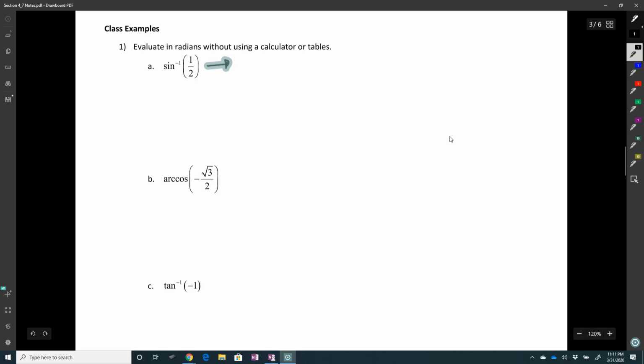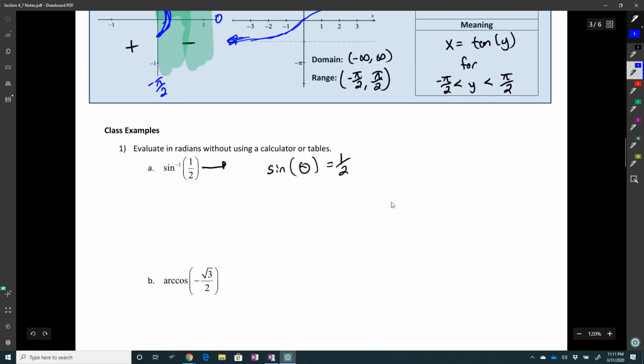Okay, remember that this is saying sine of what equals 1/2. So that's what the inverse means. Now, don't use your calculator. It says don't use tables, but honestly, you can use a table because I use them all the time. But here, you don't need a calculator.